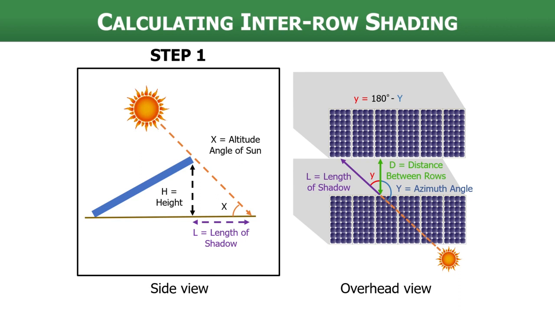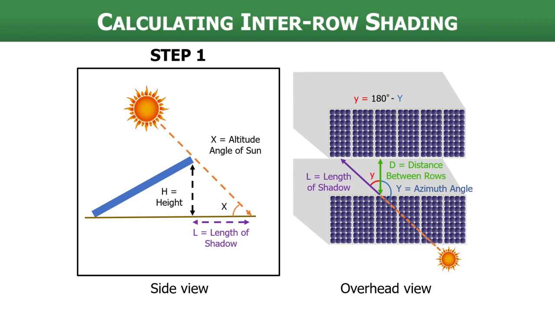Here we're going to calculate the length of the shadow from the sun in the early morning from one row of modules. As the diagram shows, H is the height of the tilted module. L is the length of the shadow cast by the sun, which is actually what we're going to solve for. X is the altitude angle of the sun in the morning.